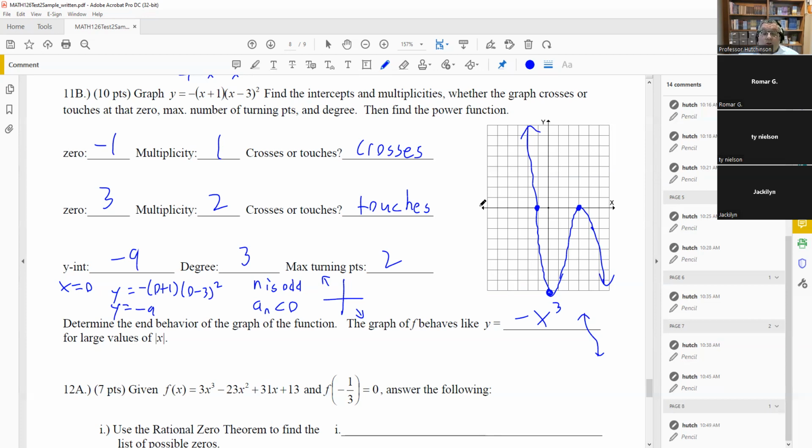Again, in some of your multiple choice situations, you just want to choose the correct graph. The one that most resembles the one that you have here is what you'll check. And you'll get that one in MyOpenMath.